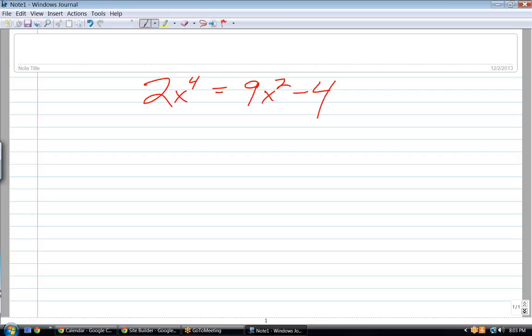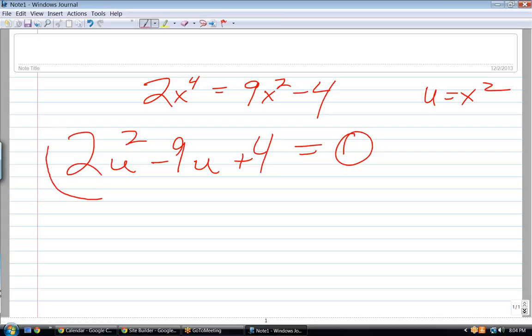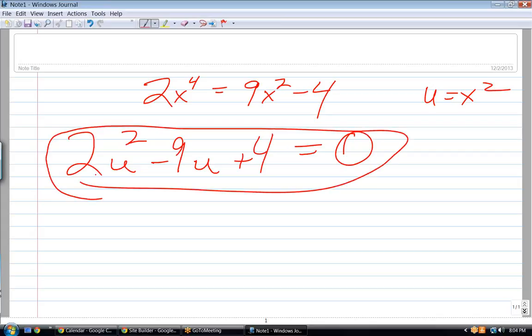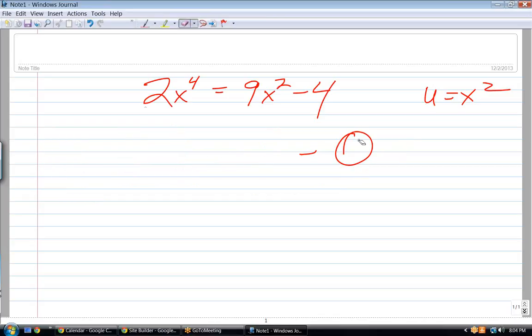How can we do this problem without using the rational root theorem? Couldn't we use substitution and just turn it into a quadratic and solve it that way? Yeah. In other words, we have an x to the 4th and an x squared. If we let u equal x squared, then what we really have here is 2u squared minus 9u plus 4 equals 0. And we can certainly solve it that way. They don't want you to solve it that way. They want you to solve it using the rational root theorem, so let's do that.